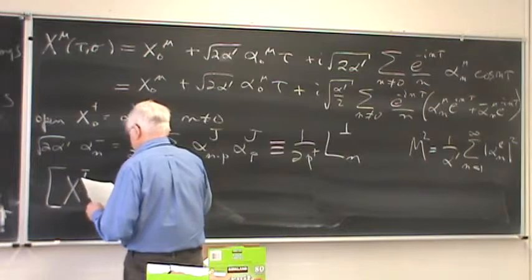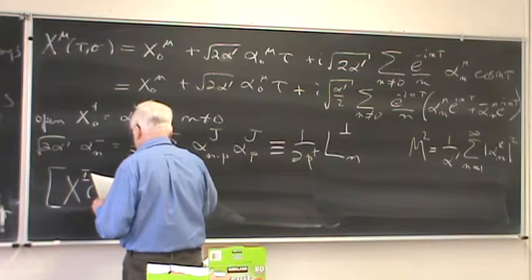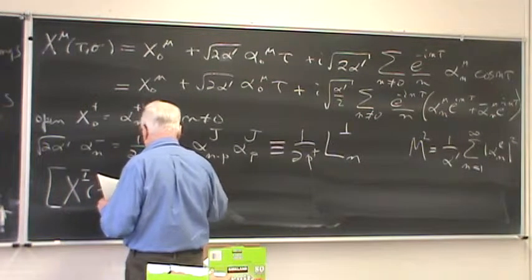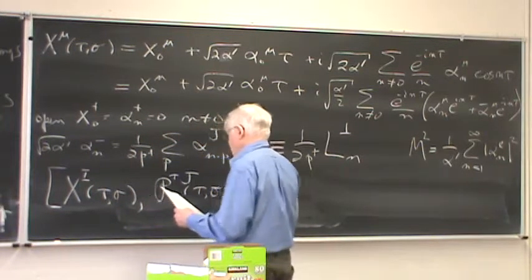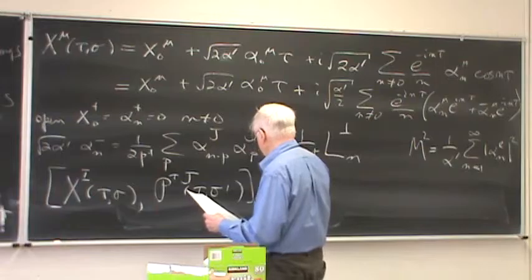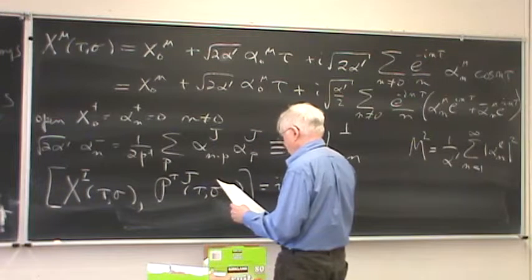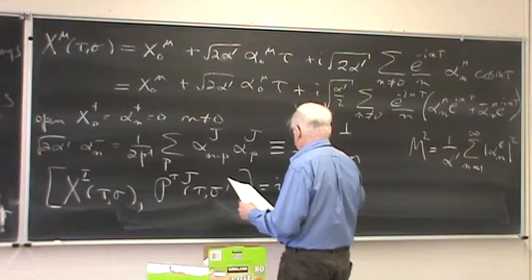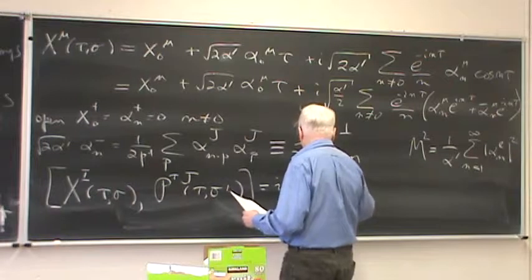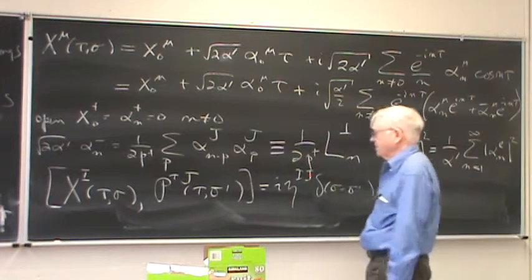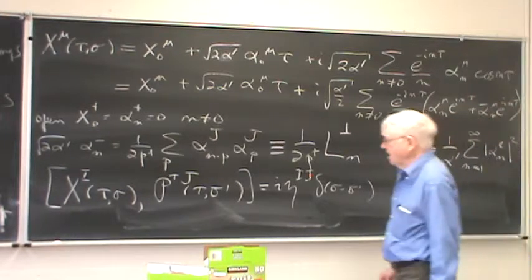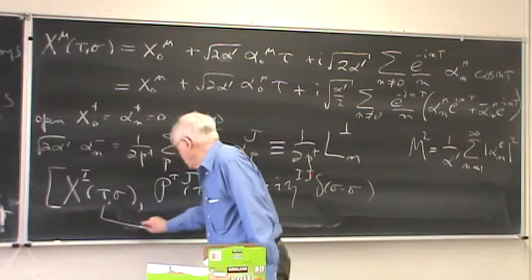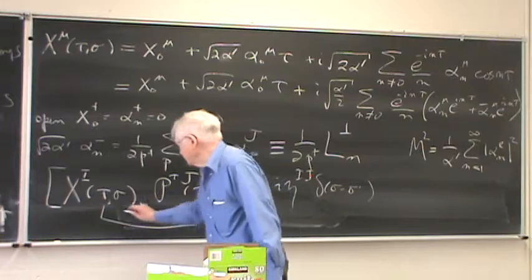And so this is P tau j of tau and sigma prime, so a different point on the string at the same time. And this is i eta ij delta of sigma minus sigma prime. Now these are, again, equal time or equal tau commutation relations.